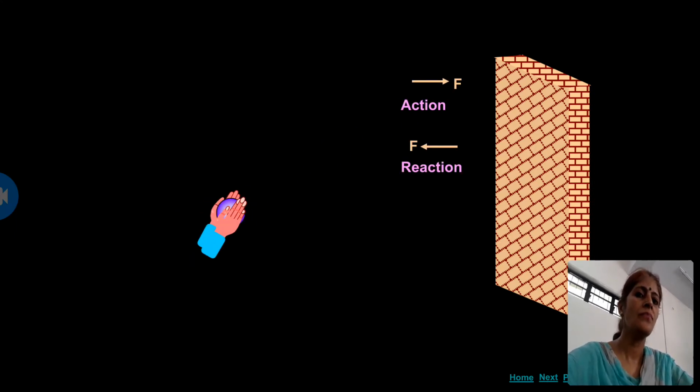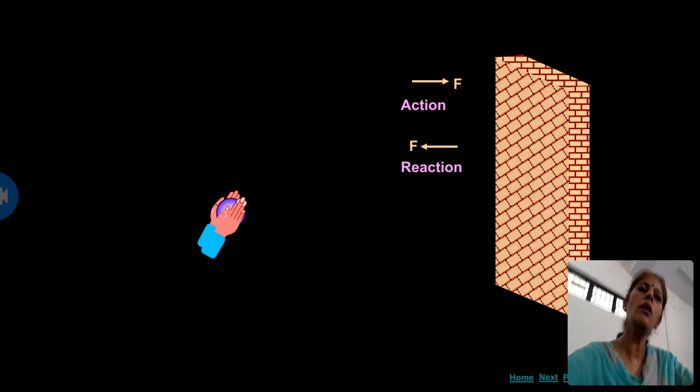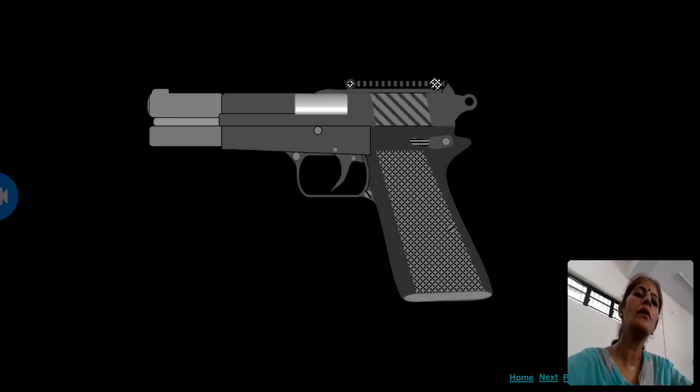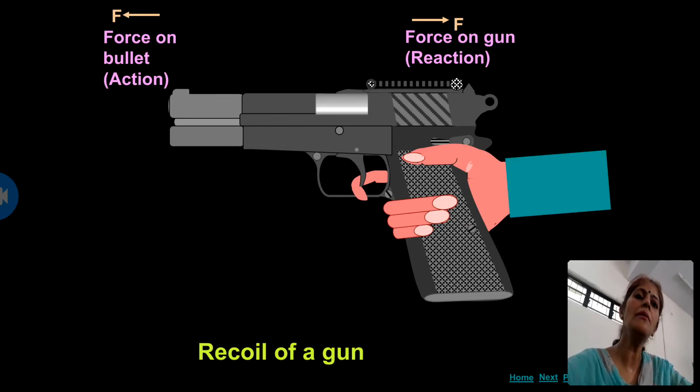Next is, when a ball is struck against the wall, what happens? The ball rebounds back. The force of action is given by the ball on the wall. In turn, the same force of reaction is given by the wall to the ball in the opposite direction, due to which the ball bounces back. Next is recoil of the gun. When the gun is fired, the bullet comes out. The force of action is in the forward direction. In turn, the bullet provides the force of reaction to the gun in the backward direction.